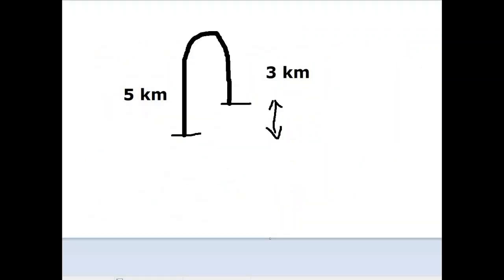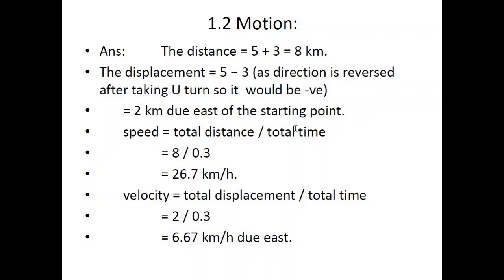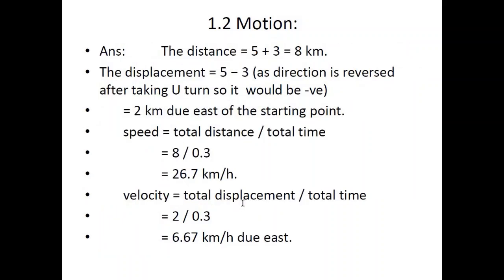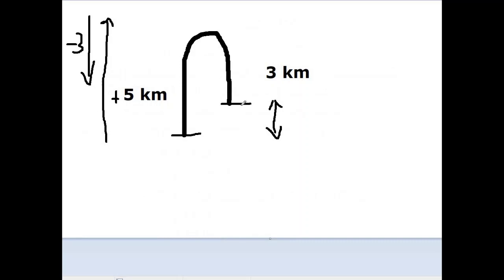Now another thing that you should know is displacement can be negative. When you are going in this direction, it means plus 5 kilometers, and when you're returning back in a parallel position in the opposite direction, then we would consider it as minus 3 kilometers. So 5 minus 3 would give you 2 kilometers, and that divided by the total time taken, 0.3 hours, would give you the value 6.67 kilometers per hour, and the direction would be due east because this point is eastward from the initial position.